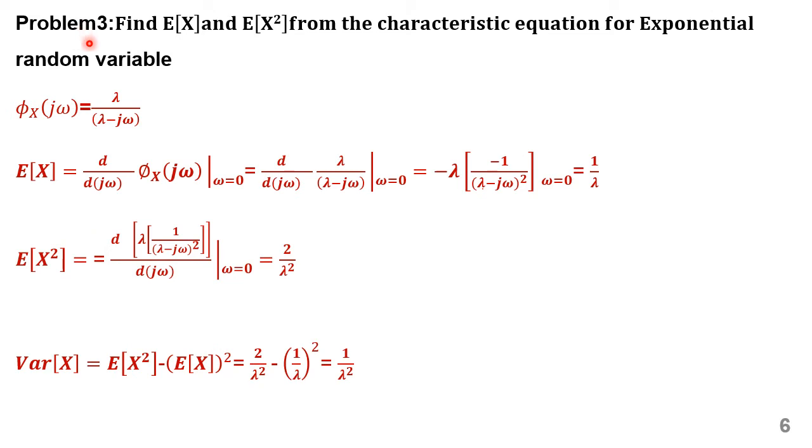Let us try to solve the third problem. The third problem is we need to find the expectation of x and expectation of x square from the characteristic function for the exponential random variable. For the exponential random variable, the characteristic function is given by phi x of j omega equal to lambda divided by lambda minus j omega, where lambda value is greater than 0.